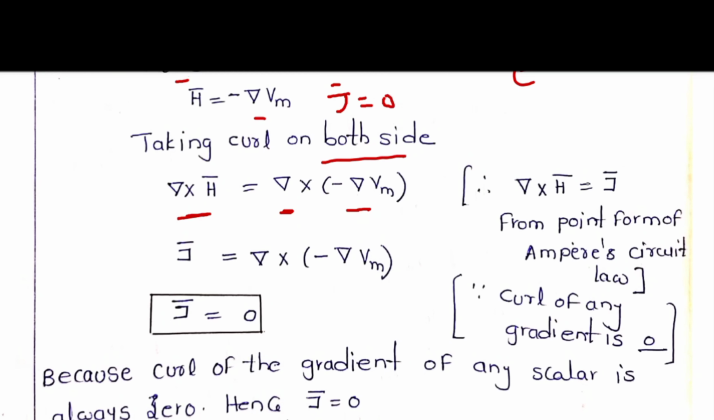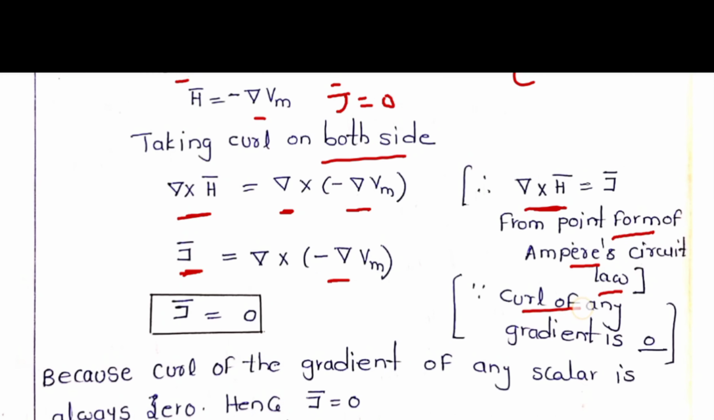Del cross H equals J, which you know from the point form of Ampere's circuital law, already covered in the third chapter. The curl of the magnetic field intensity gives the current density. Simply we replace del cross H with J, and on the other side we write del cross minus del Vm.